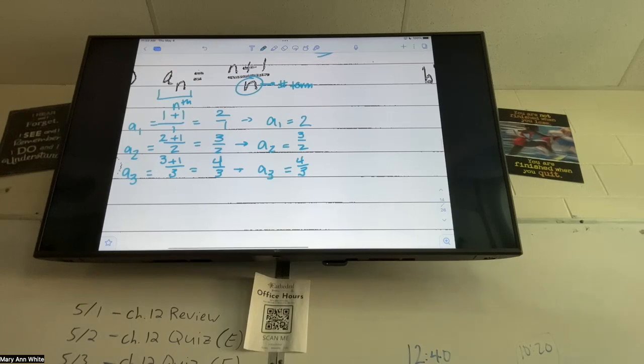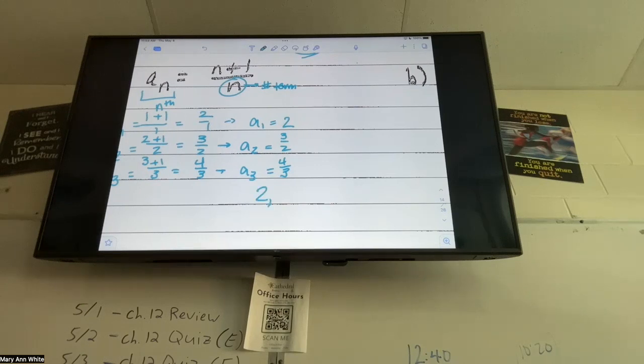I like to often write these as a list. It's 2, 3 over 2, 4 over 3. That's what the list of numbers would be. Now it asks us to find the 50th term. So I'm going to do a dot, dot, dot, which means that this pattern continues and continues. And then I'm going to write the 50th term.